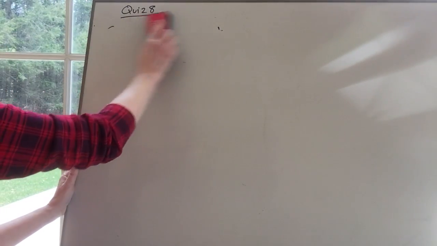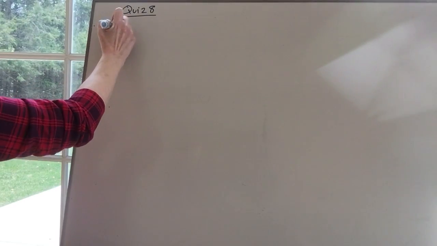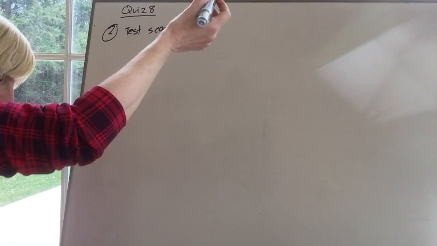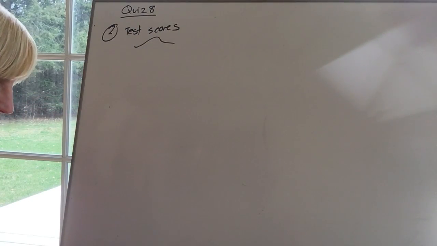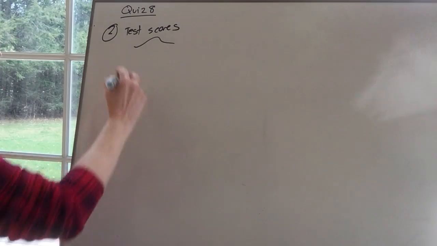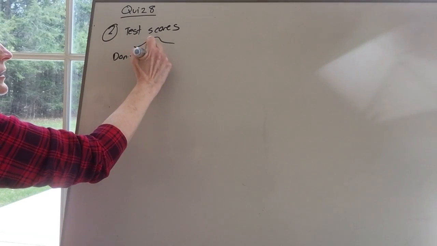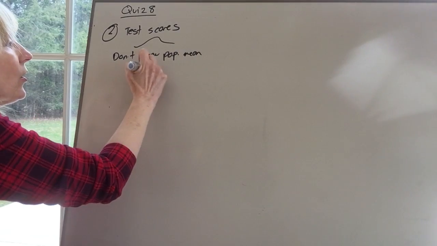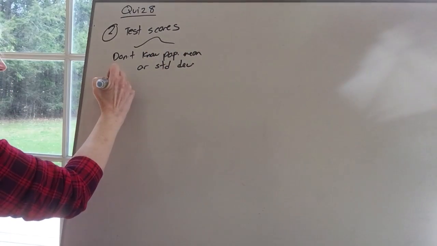So I can write it quick, guys. Number 2 is another test scores problem. Remember, I just changed the numbers on the test. Normally distributed just means a bell shape. You don't know the population mean or the population standard deviation. They tell you that, right? They tell you a sample of 18.